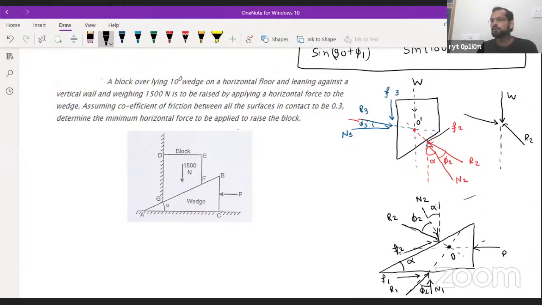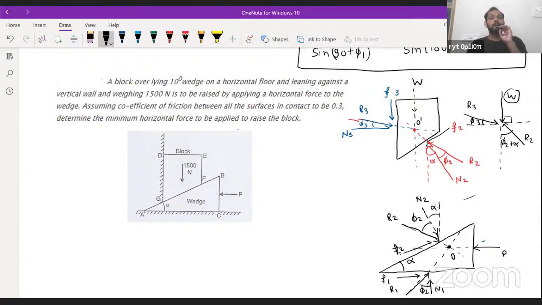And what about this angle? R2 is making an angle of phi2 plus alpha with the vertical. So I mentioned here, this is phi2 plus alpha. And this R3 is making an angle of phi3 with the horizontal. So this angle is nothing but phi3. Fine. And apart from this, this angle is 90, and this angle will be 90 minus phi3. So here one force and all the angles are given, then we can easily calculate R3 and R2.